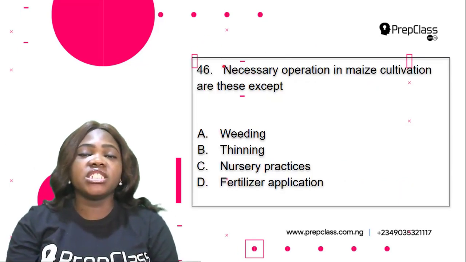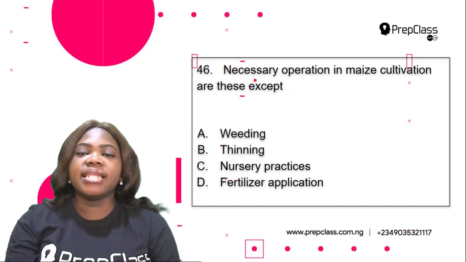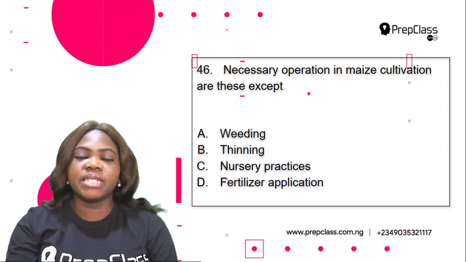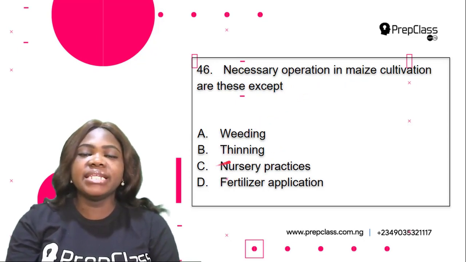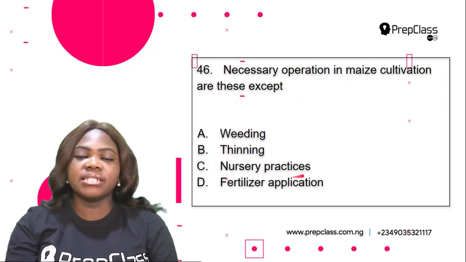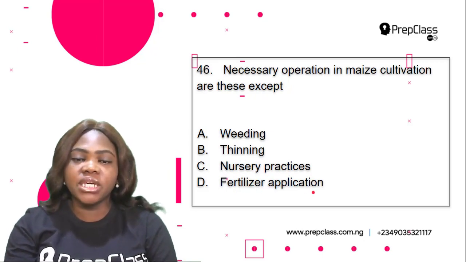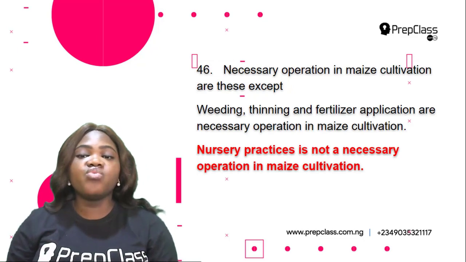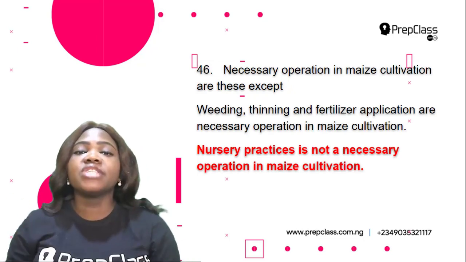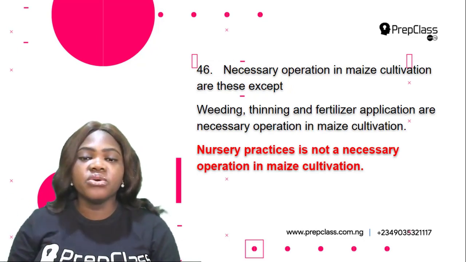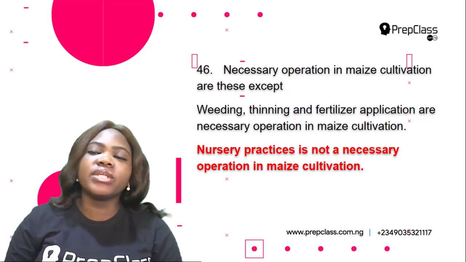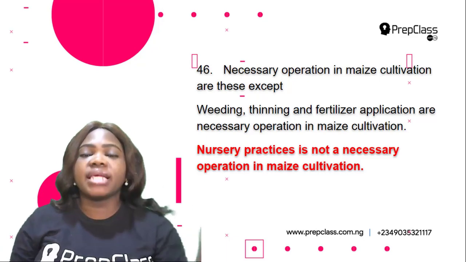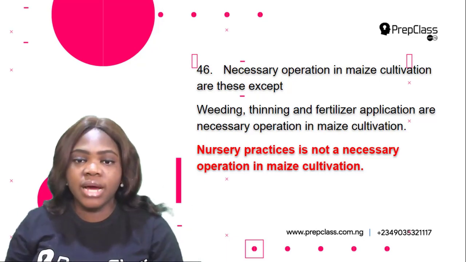The first question in this video is question 46. Necessary operation in maize cultivation are these except A. Weeding, B. Thinning, C. Nursery practices, D. Fertilizer application. So in maize cultivation, weeding is necessary. It's very important to remove unwanted plants from the field. Then thinning is also important in maize cultivation. It's important to remove excess plants to allow the growth of the other ones.